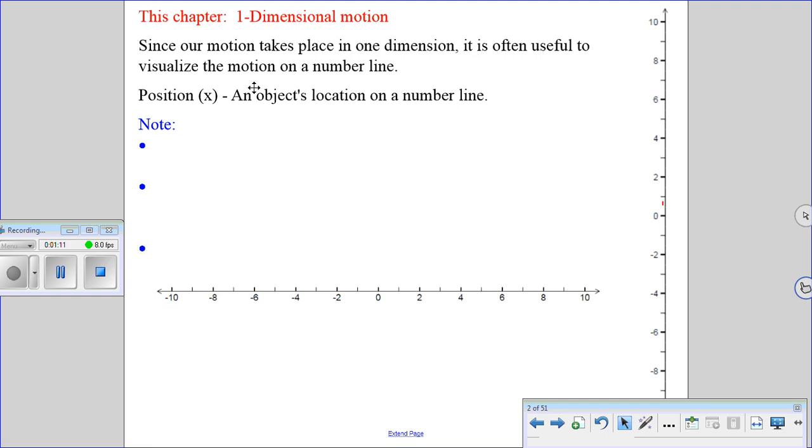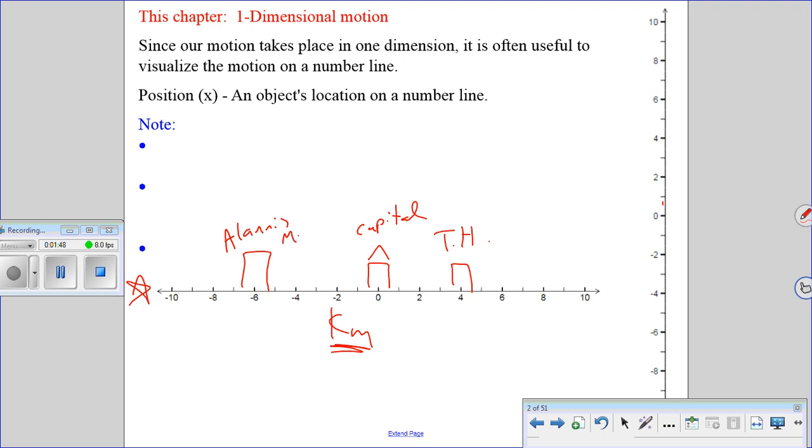All right, so maybe our little world is down here. Maybe this number line here. Maybe these are, let's say, kilometers. And maybe since we're talking kilometers, this takes place in Canada. So here is the Canadian capital. And then maybe 4 kilometers down the road, there's a Tim Hortons, which is Canadian. And maybe 6 kilometers the other way we've got, what else is Canadian? Alanis Morissette. All right, so here's Alanis Morissette's house.